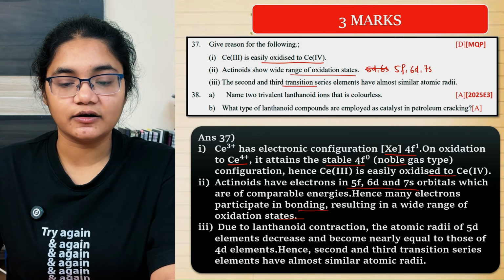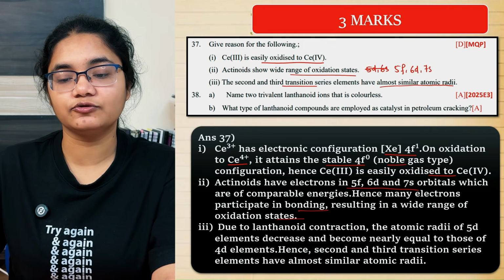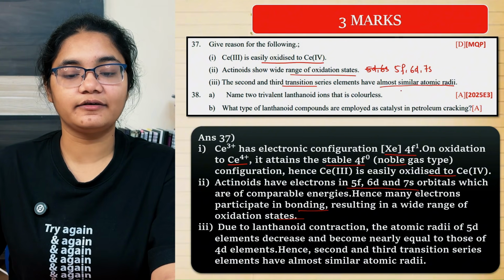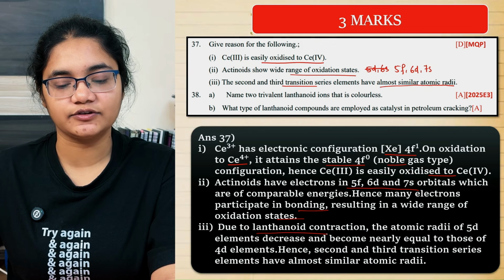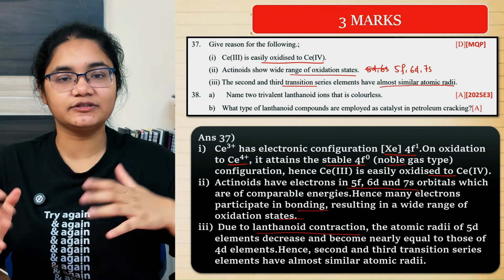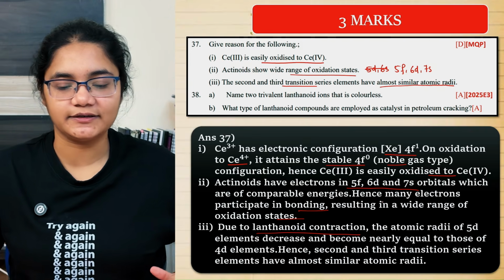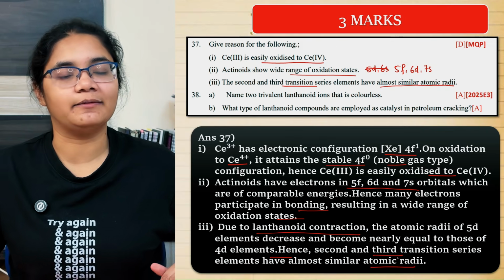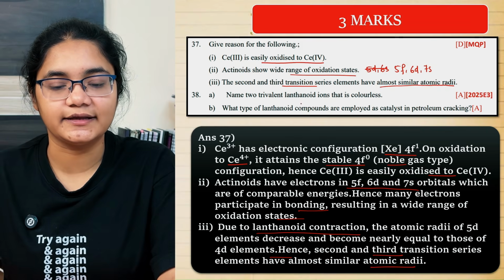Next, the second and the third transition series elements have almost similar atomic radii. That is because of lanthanoid contraction. The atomic radii of the 5d elements get reduced, and that comes in the range of 4d elements. Because of nearly equal radii, the second and third transition elements have the same radii.